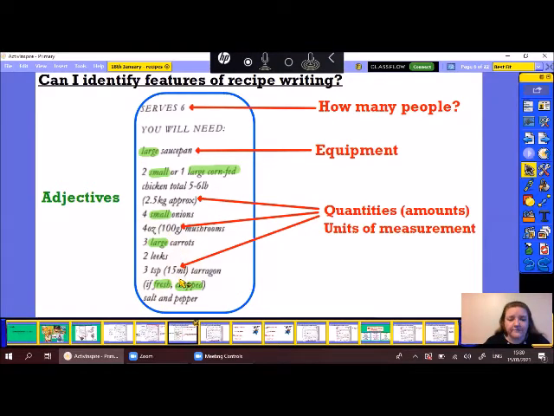You'll also find, like you would in a story, adjectives which I've highlighted in green for you. Unlike stories, they're not there just to make it more interesting. They're there to give you more information. For example, it says 3 carrots, but you need to know they should be 3 large carrots. If you only have 3 small carrots, you might not have enough.